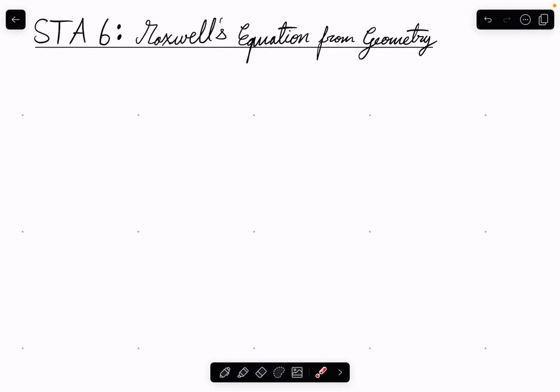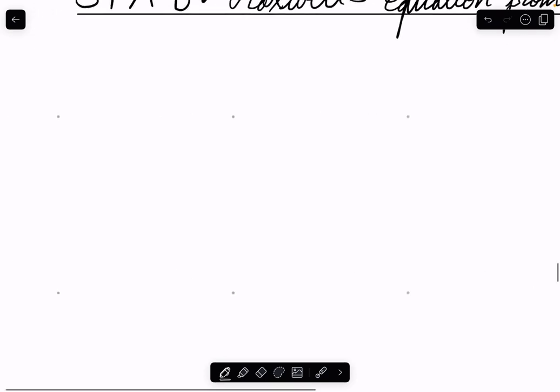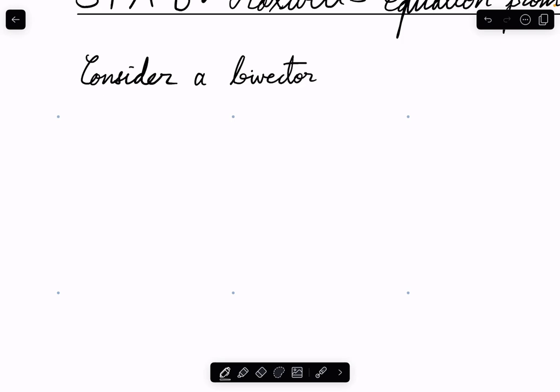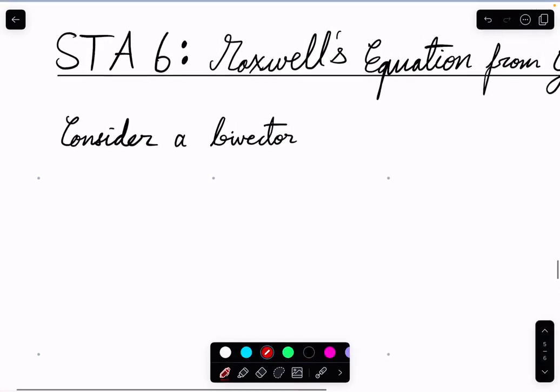In this video, we will be going over how Maxwell's equations fall out of the geometry of the spacetime algebra. Specifically, Maxwell's laws of electromagnetism emerge naturally from the spacetime algebra when considering only the geometry of the algebra. So let's consider a bivector F.